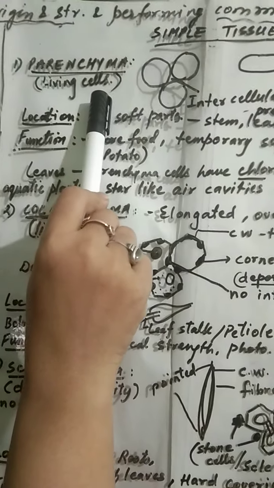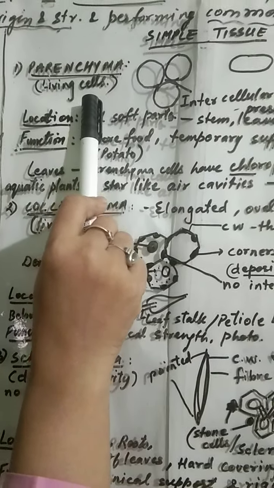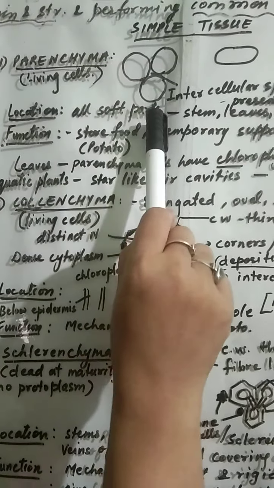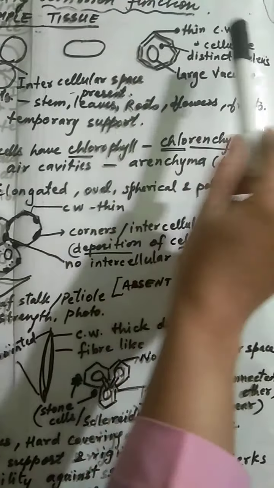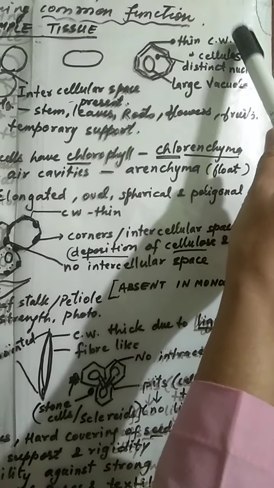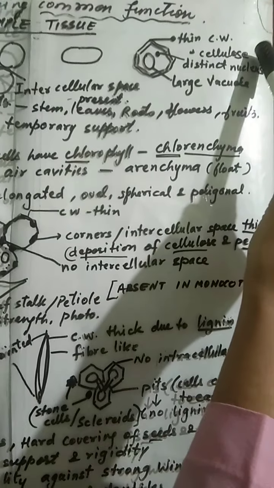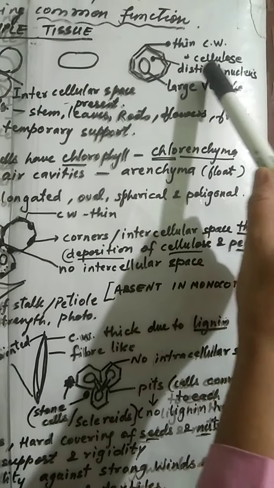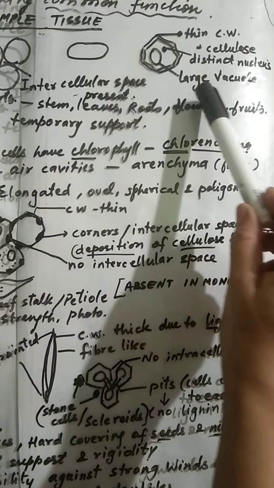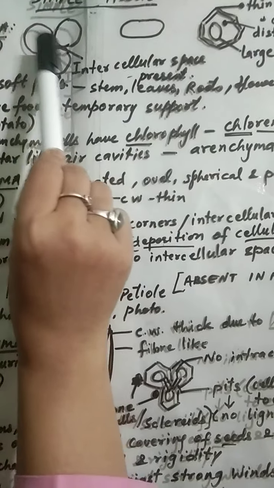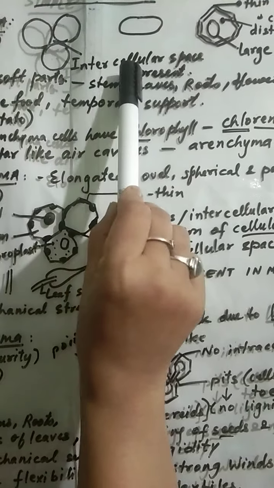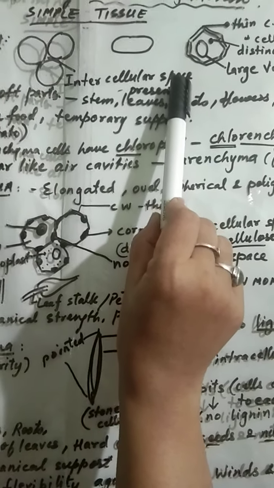Number one, parenchyma. These parenchyma cells are always living. If you see, they are circular, oval or polygonal in shape. Now, the cell wall of this parenchyma is always thin, and you know it is made up of cellulose. They have a distinct nucleus and a large vacuole. As well as, if you see, intercellular space is present. So this gap between the two cells or three cells is called intercellular space.